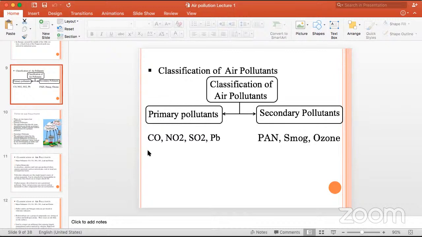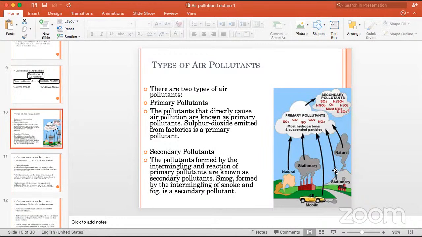So air pollutants are classified as primary pollutants and secondary pollutants. Okay, now primary pollutants are the ones that directly cause air pollution. They are directly emitted from various sources into the atmosphere, wherein they cause this pollution. But secondary pollutants are formed as a result of the mixture of one or two primary pollutants. So when one or two primary pollutants mix with each other, they form a secondary pollutant.